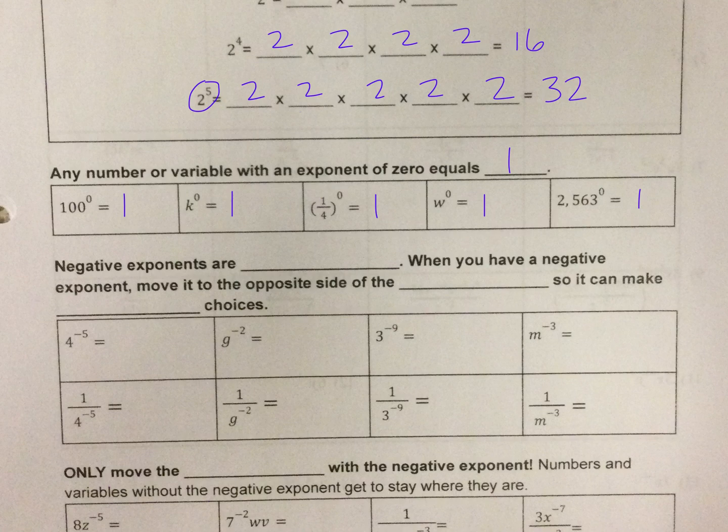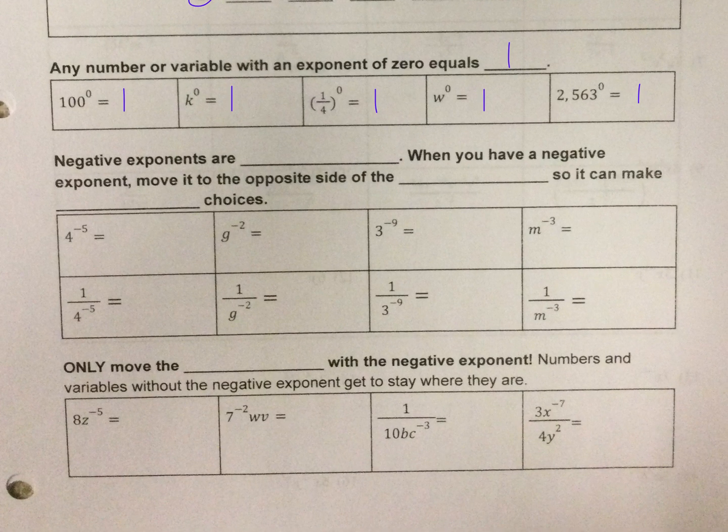Remember that. Now we're going to switch gears and talk about negative exponents. Negative exponents are illegal. Don't have them. When you have a negative exponent, move it to the opposite side of the fraction, so it can make positive choices. So let's do some examples. I'm going to make this into a fraction.